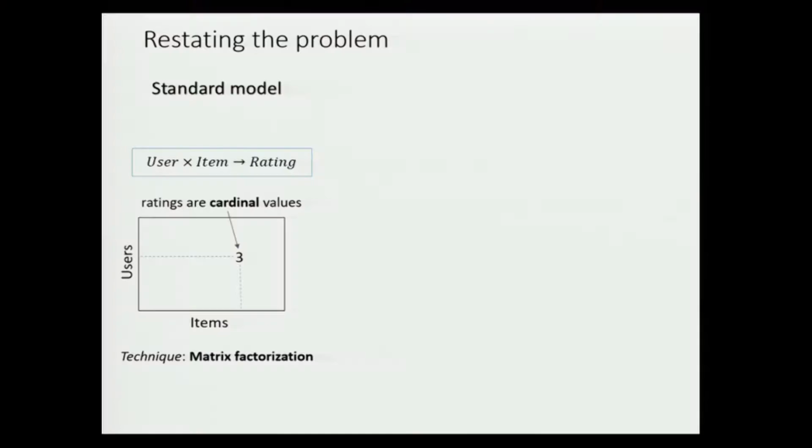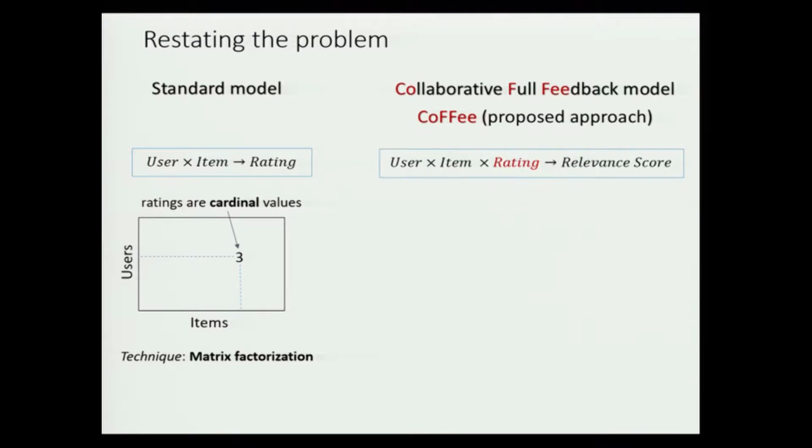So in order to do this, we have to restate the problem formulation. In a standard model, we use ratings as a measure of utility, as cardinal values. But what we propose is to use ratings as a third categorical variable, which is learned within the model. We call this the collaborative full feedback model, or COFFEE for short. And there are various ways you can do this. For example, you can use factorization machines.